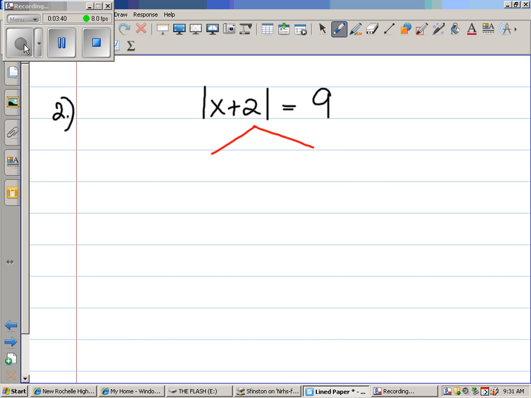Yeah. Now, while some of you have had some great suggestions, we're going to work on a process that's going to be universal. So we're going to break it up into 2 separate problems. What happens when the quantity inside just equals 9? And then what happens if the negative quantity also equals 9? Because anything coming out of the absolute values becomes positive. All right, so we're going to solve 2 separate ones.